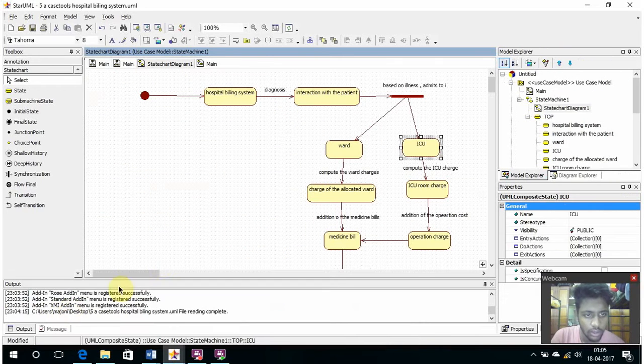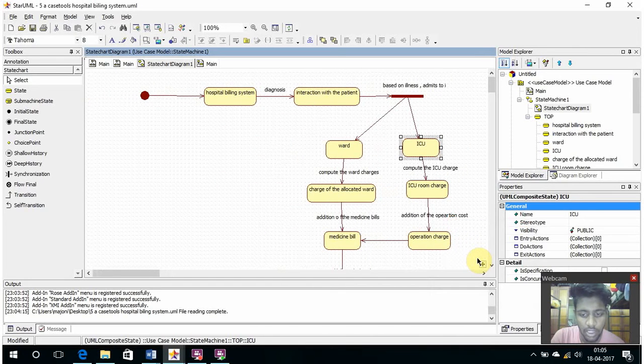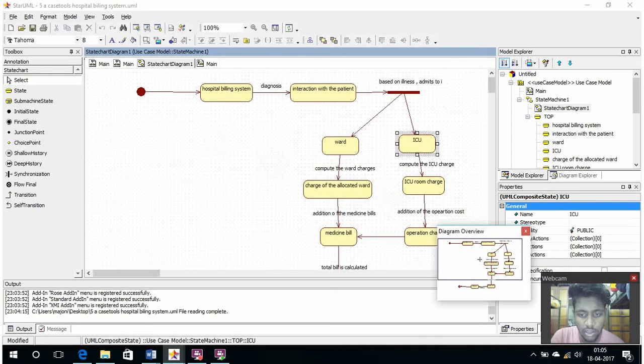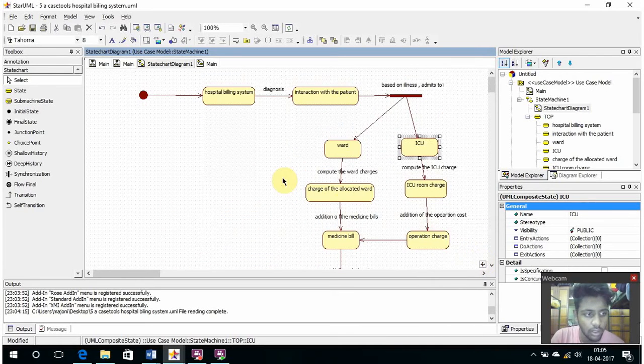This is the second question of the fifth experiment. Here also we have an initial state, a final state, and we have different objects connecting through transitions. And here we also have a synchronization which converts the single object into multiple transition objects.